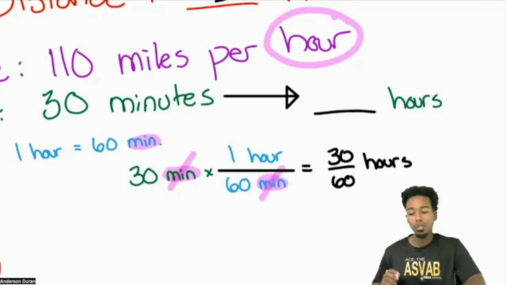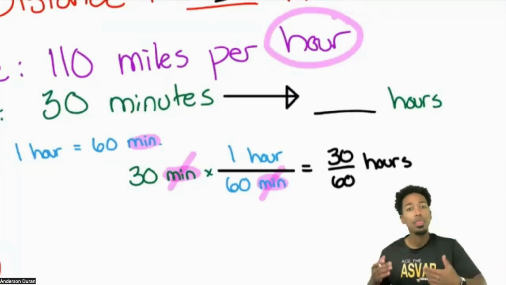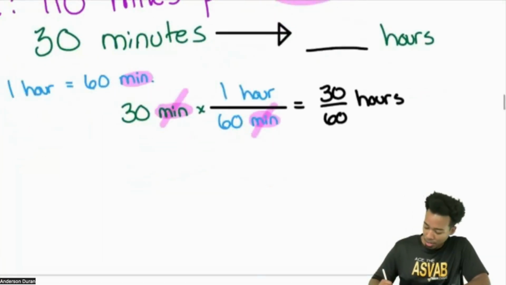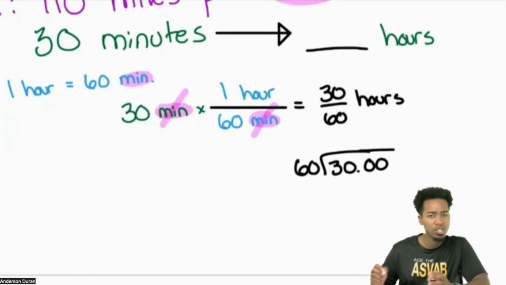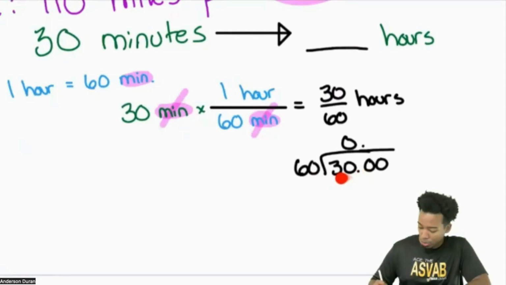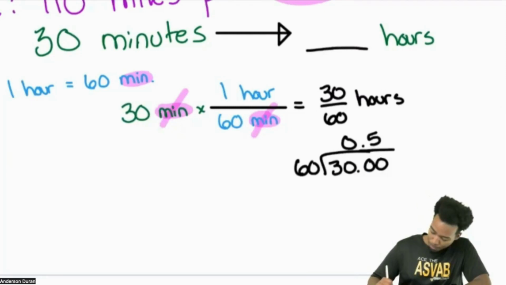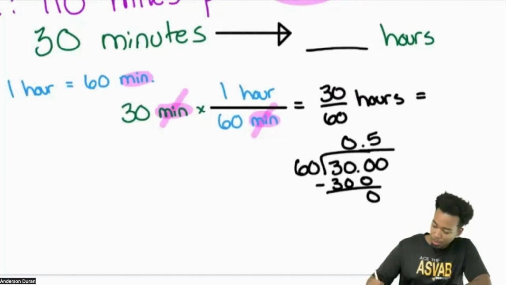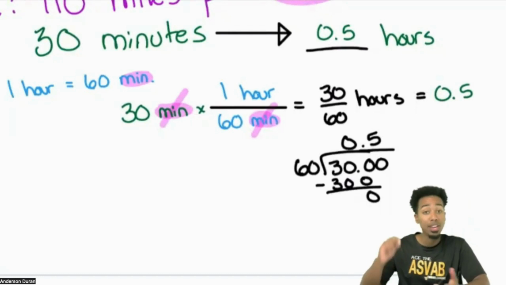Once we divide and actually do 30 divided by 60, we're going to get 0.5. I'm going to show you that briefly right here. If I divide 60 into 30, I'll put some decimals just in case. 60 doesn't go into 30, so you can just put a 0 there. Then you have 60 into 300. 60 into 300 would be 5. That's just a clean division. And we have 0.5 hours, or half of an hour.